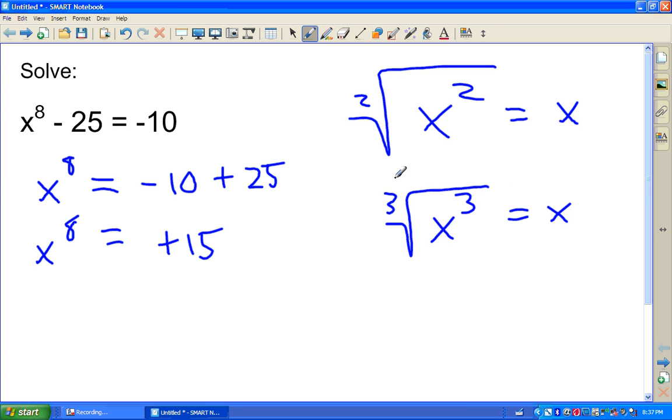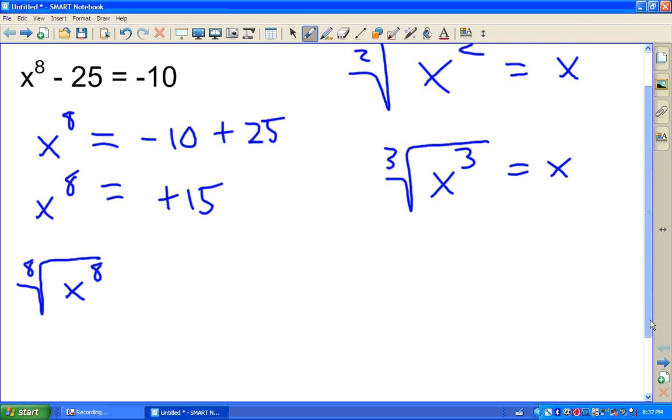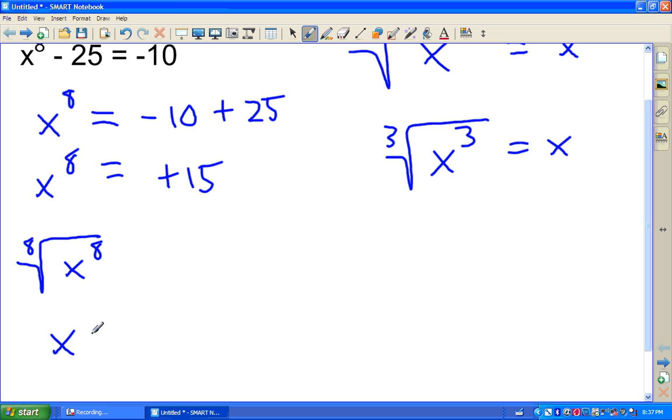So we understand how this works. How I undo this now is I'm going to have to take the 8th root. I'd have to take the 8th root of x to the 8th, because that would give me x down here, and that's how I'm going to try to isolate it all by itself. But to do that, I have to also do to the right side of the equation whatever I did to the left. So if I take the 8th root of 15, well, that's going to be a little bit interesting. You need your calculator there, okay?